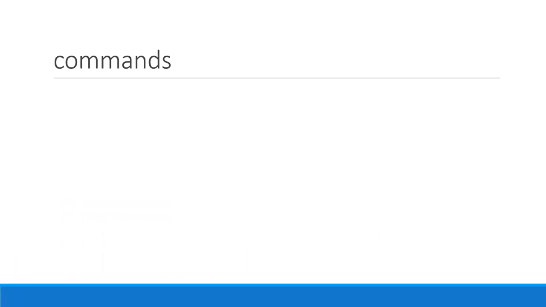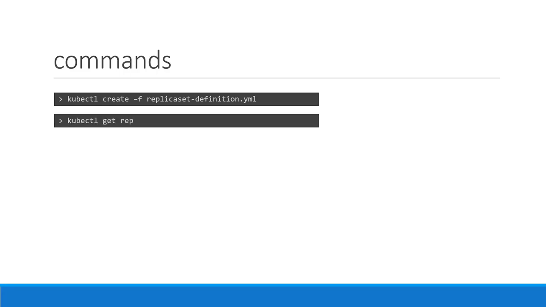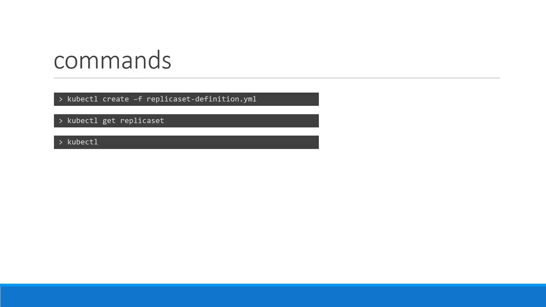Let us now review the commands real quick. The kubectl create command, as we know, is used to create a replica set, or basically any object in Kubernetes depending on the file we are providing as input. You must provide the input file using the -f parameter. Use the kubectl get command to see the list of replica sets created. Use the kubectl delete replicaset command followed by the name of the replica set to delete the replica set.